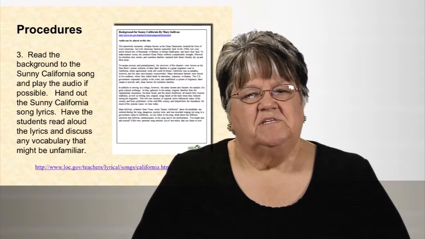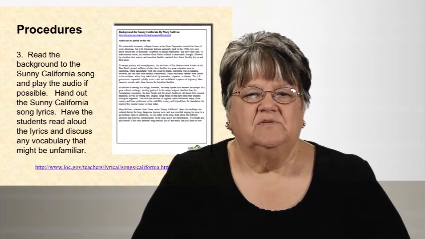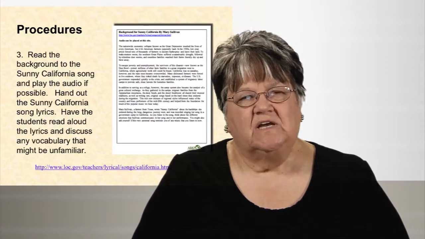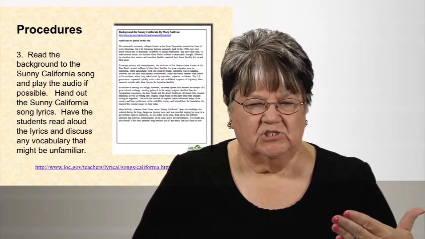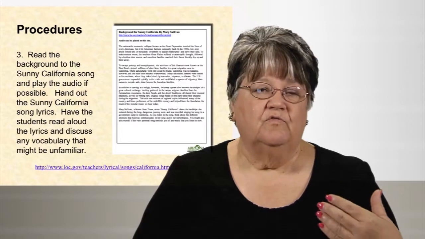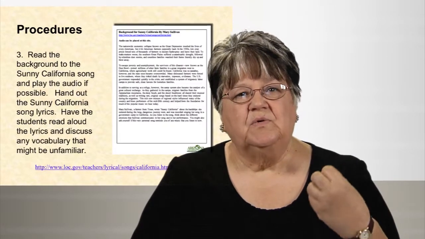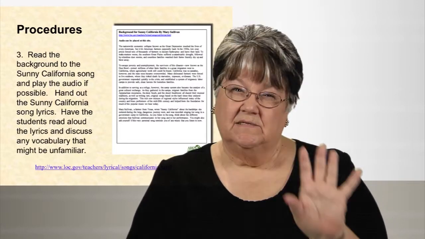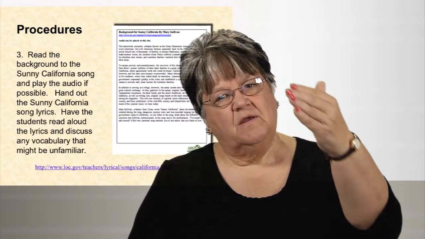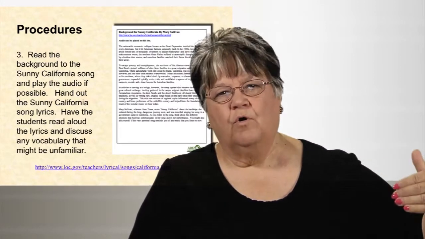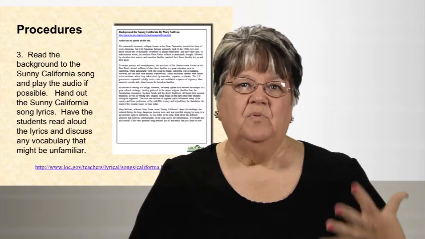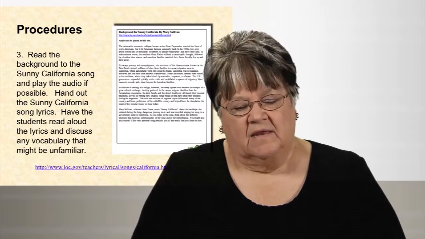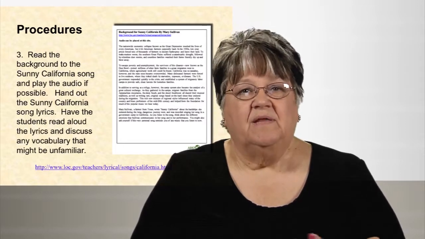The next step would be to read the background to a song that they're going to hear about sunny California. And in the background, it talks a little bit about the history of the Depression, and then it cites how many people moved from the Dust Bowl area to other states, usually along Route 66, although it wasn't the only pathway. Many of them went along Route 66 hoping for a better life, hoping for employment, hoping for the ability to take care of their families. And in actuality, many of them then ended up in California.